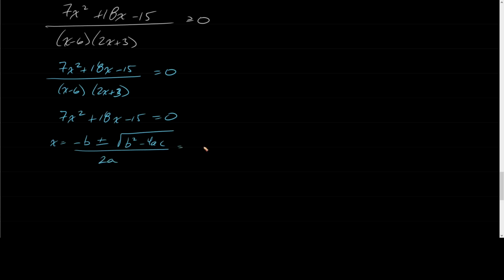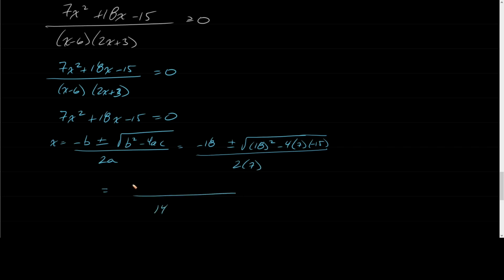That's going to give us negative 18 plus or minus the square root of 18 squared minus 4 times 7 times negative 15 all over 2 times 7. Well, 2 times 7 is 14. Over here we have negative 18 plus or minus this stuff. All right. So at this point, this is where we take out our trusty calculator.